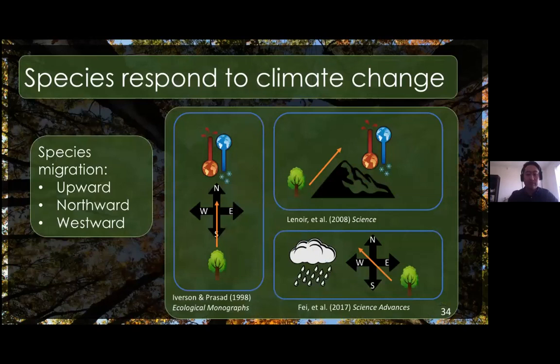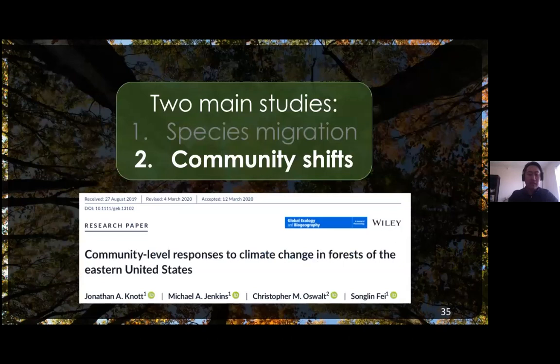And so that brought us to our second study then. And so this paper was published just a couple weeks ago in Global Ecology and Biogeography. And so it's available on their website in early view and will hopefully be out in an issue coming up in the next couple of months.